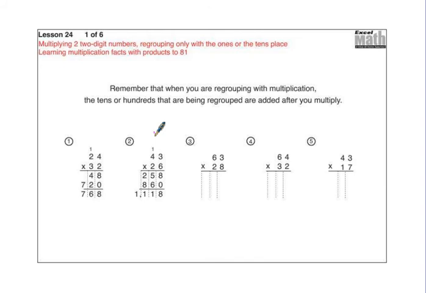Fifth grade Excel lesson 24. We're going to be learning about multiplying two-digit numbers, regrouping only with the ones or the tens place, and learning multiplication facts with products up to 81. That's answers that go all the way up to 81.